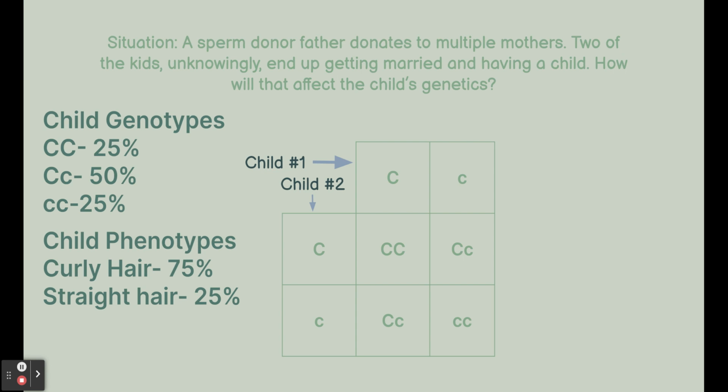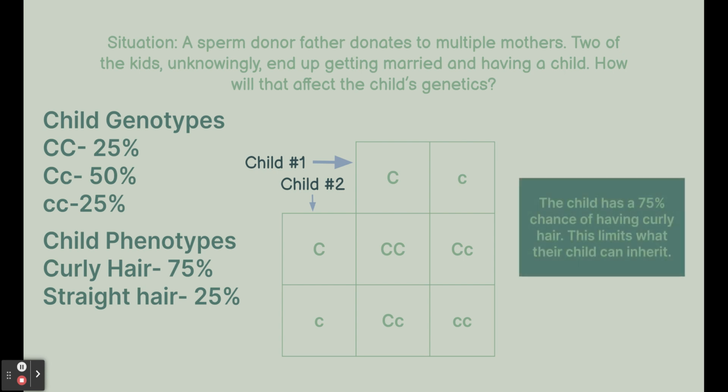So their child would potentially be homozygous dominant 25%, heterozygous 50%, or homozygous recessive 25%. And so that means their phenotype is 75% curly hair and 25% straight hair. So they're more likely to have curly hair. This is like starting to limit the gene pool, which we'll talk about in the next section.